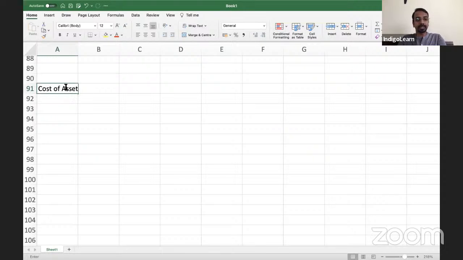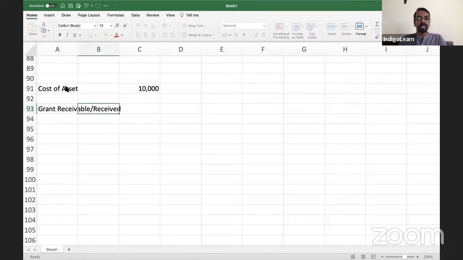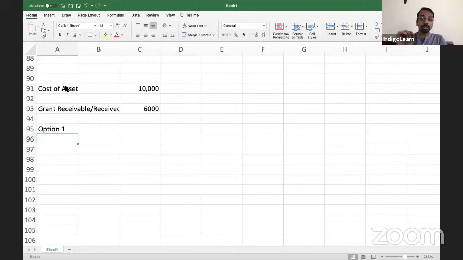Cost of asset is 10,000. Okay. I'm purposely taking a lower number. Grant receivable or received is, let us say, 6,000. Two options. Option number one, reduce it from the cost of asset. What is the meaning of that? The meaning of that is this grant should be credited to the asset account. So you will say to asset, how much? 6,000.